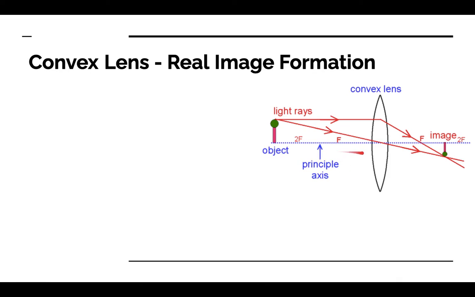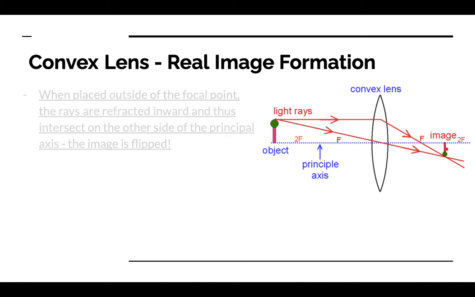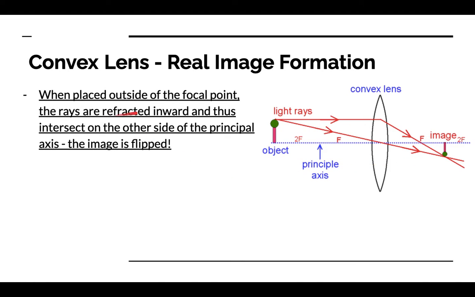And then we have our principal axis, we have our object, we have our image, okay? So convex lenses. When placed outside the focal point, the rays are refracted inward on a convex lens and thus intersect on the other side of the principal axis, so the image will be flipped. Here's a procedure that you will need to follow for any and all lenses to see what type of image will form, okay?